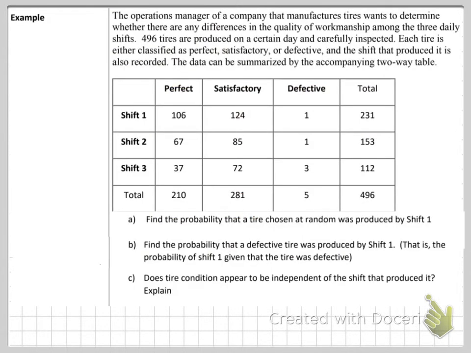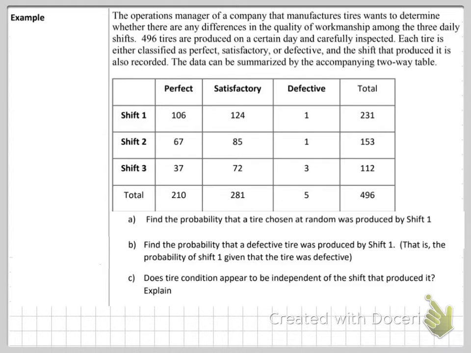So here we have our example. This is the example directly from your notes. So take a moment, pause the video, read through the question so we're all on the same page, and then we can proceed. Okay, so taking a look at this data, what we have here is a two-way table.